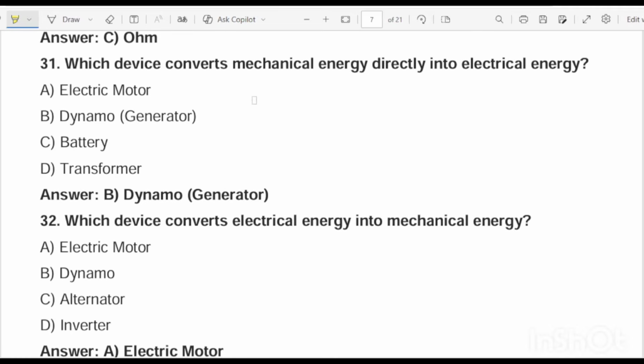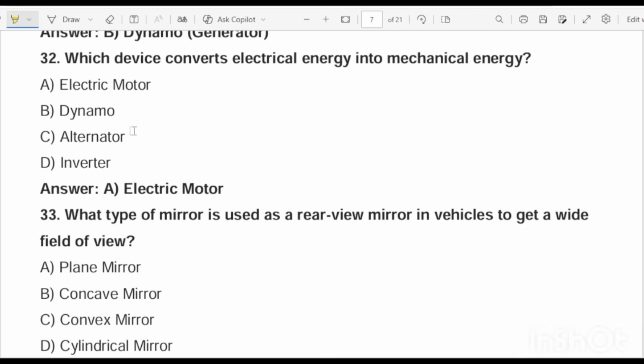Next question. Which device converts mechanical energy directly into electrical energy? Correct option. Option B, dynamo. For example, generator. Next question. Which device converts electrical energy into mechanical energy? Correct option. Option A, electric motor.